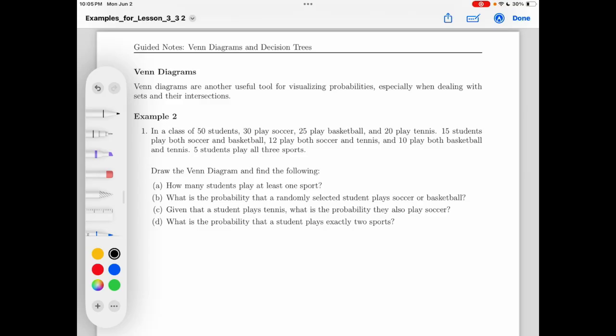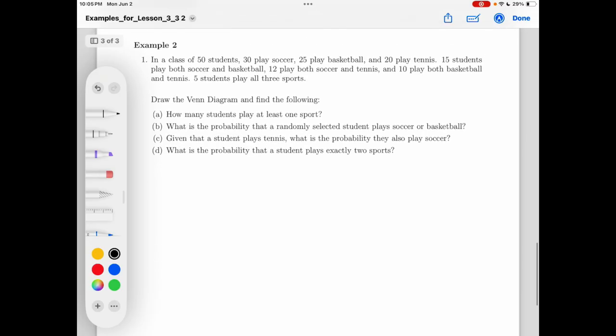Now let's look at an example of a Venn diagram. And like I said earlier, this is a good tool if you're dealing with groups that overlap. So the first thing we're going to do is draw a Venn diagram that represents the situation, and then we're going to use the diagram to answer the questions.